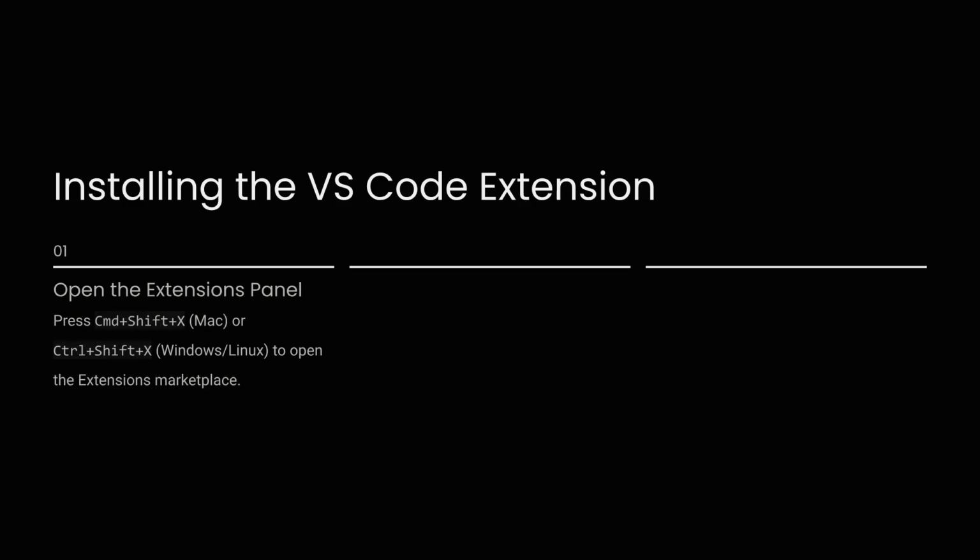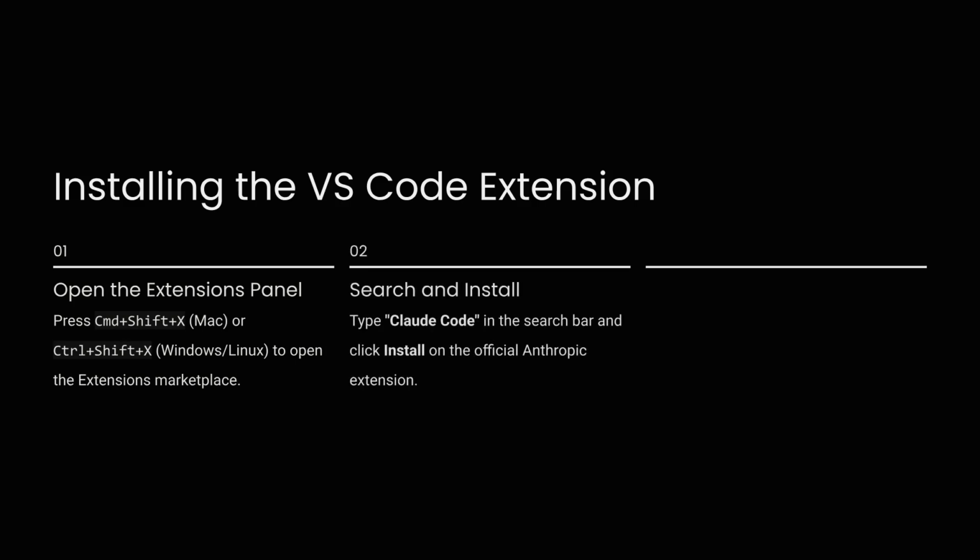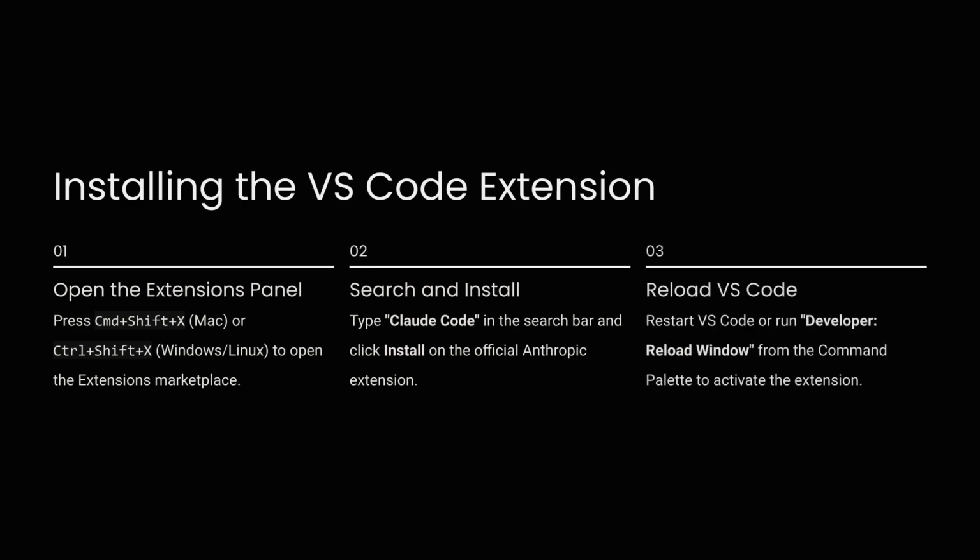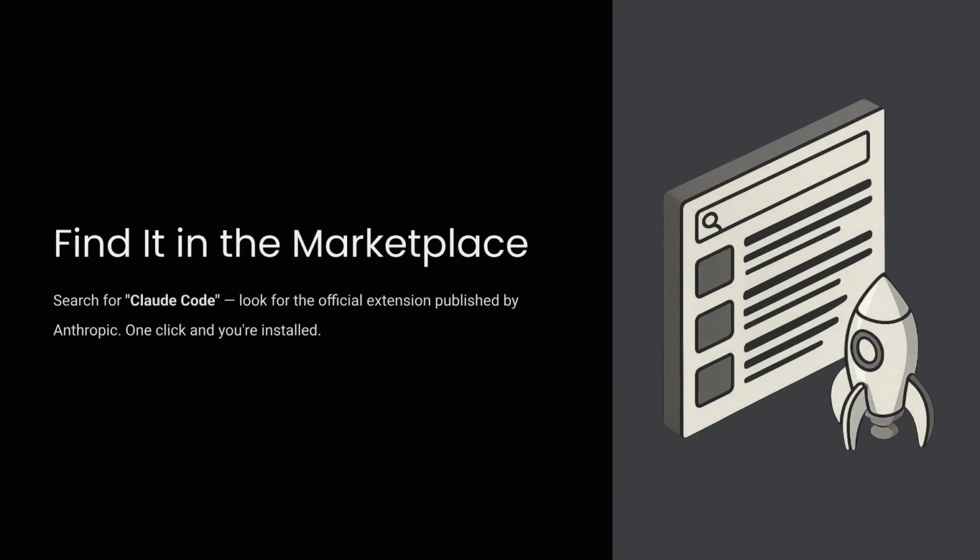To install, first open the Extensions panel by pressing CMD/Control+Shift+X. Next, search for Claude Code and click Install on the official Anthropic extension. Finally, restart VS Code to activate the extension. Search for Claude Code in the marketplace. Look for the official extension published by Anthropic. Installation is a quick, one-click process.